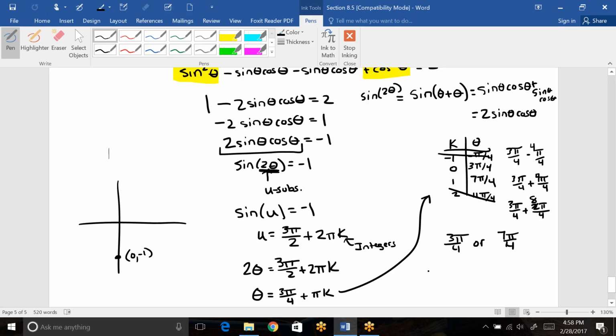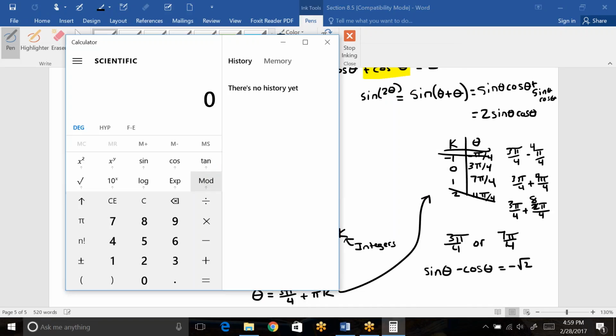So our original problem was sine of theta minus cosine of theta equals negative square root of 2. So I'm just going to check this really quick using my calculator to show you that one of these actually works and the other one doesn't. So it's really important to sometimes use your calculator and check. So I'm going to have to put myself in radians. So sine of, oops, sorry, I need to enter my angle first.